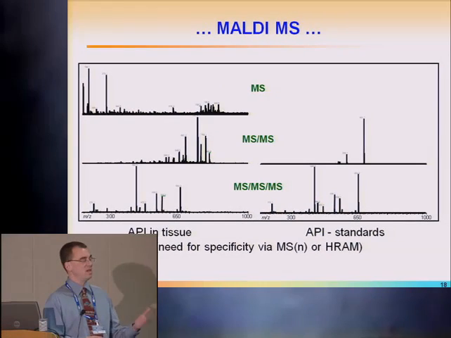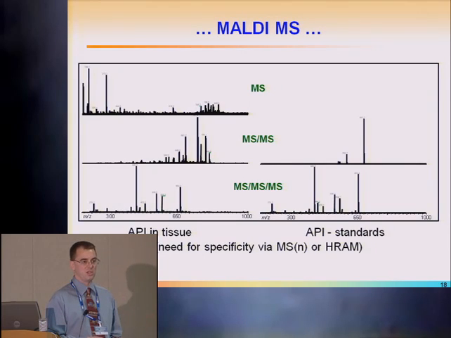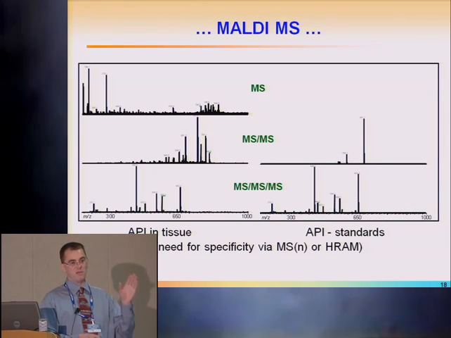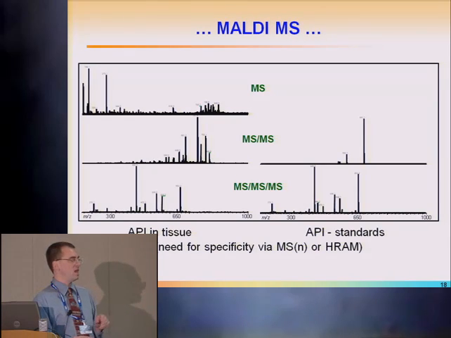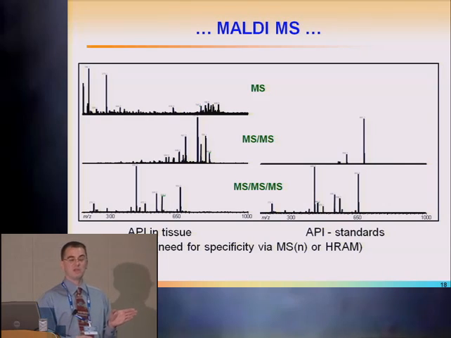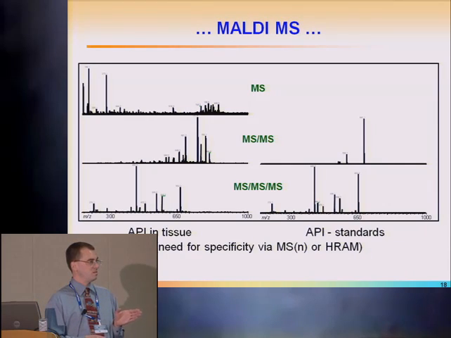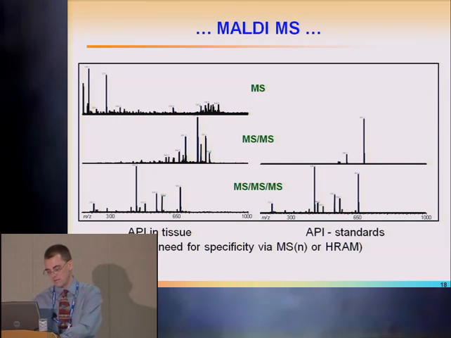We have the advantage of a MALDI ion trap in our lab, so we can do MS to the third, and actually we have done experiments up to MS to the seventh on tissue. And so the specificity that is necessary to make a positive confirmation, and you have to think about some of these data may go to regulatory affairs, so you really need to confirm your analyte, and that there's no interference from an endogenous component. So MS to the third or high resolution accurate mass gives us the specificity.